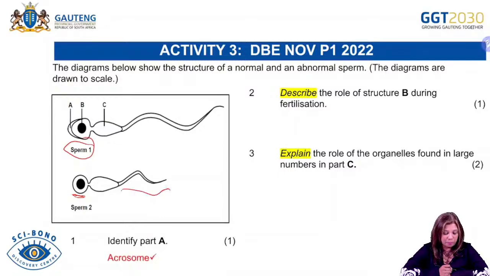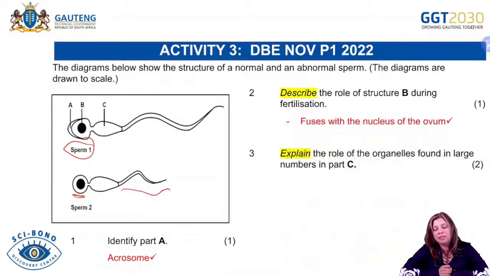So describe the role of structure B. We can already see that it is the nucleus. So what does the nucleus do? It fuses with the nucleus of the ovum. It also carries genetic material, because remember, DNA is found in the genetic material.